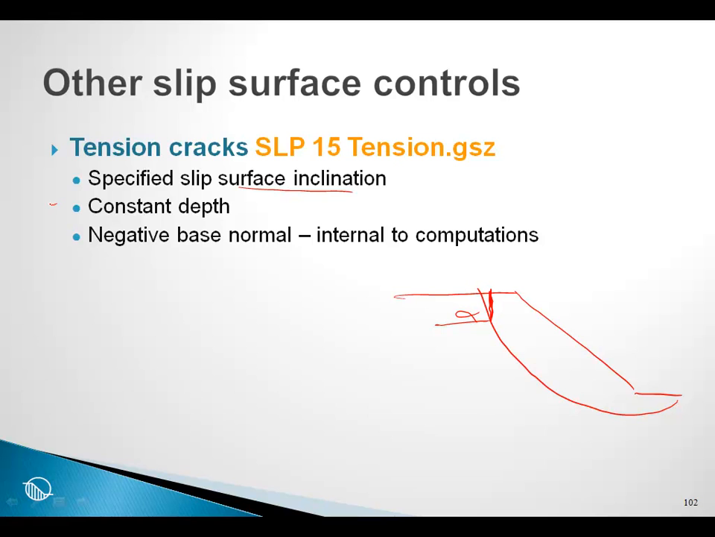A second way is to specify a constant depth. If you have a slope like this, simply say that this is the tension crack depth.